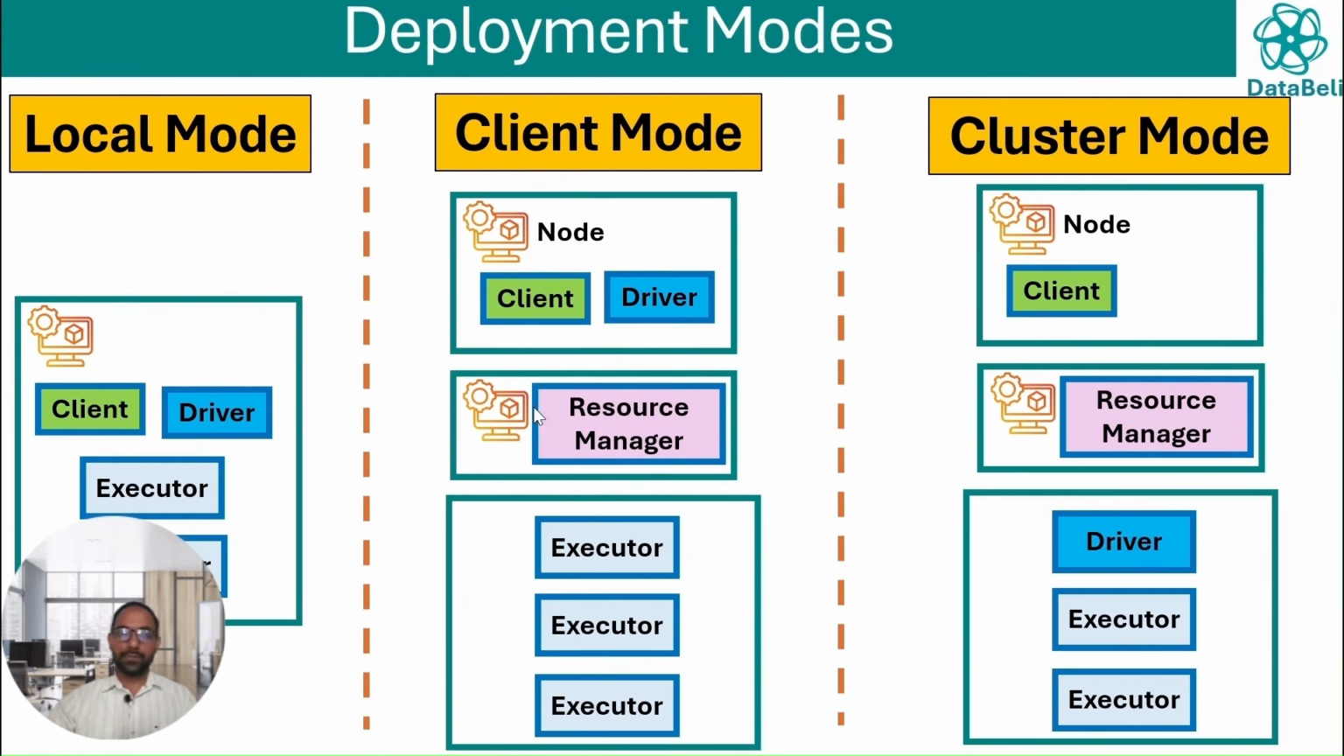Just to summarize, if everything runs on a single machine, it is local mode. If the client and driver are running on the same machine and executors run on a separate cluster, that is client mode. And if the client runs on a machine and everything else runs on a cluster, including the driver and executors, that is called cluster mode. And this is the mode used in production and in all the big services wherever we process huge amounts of data.